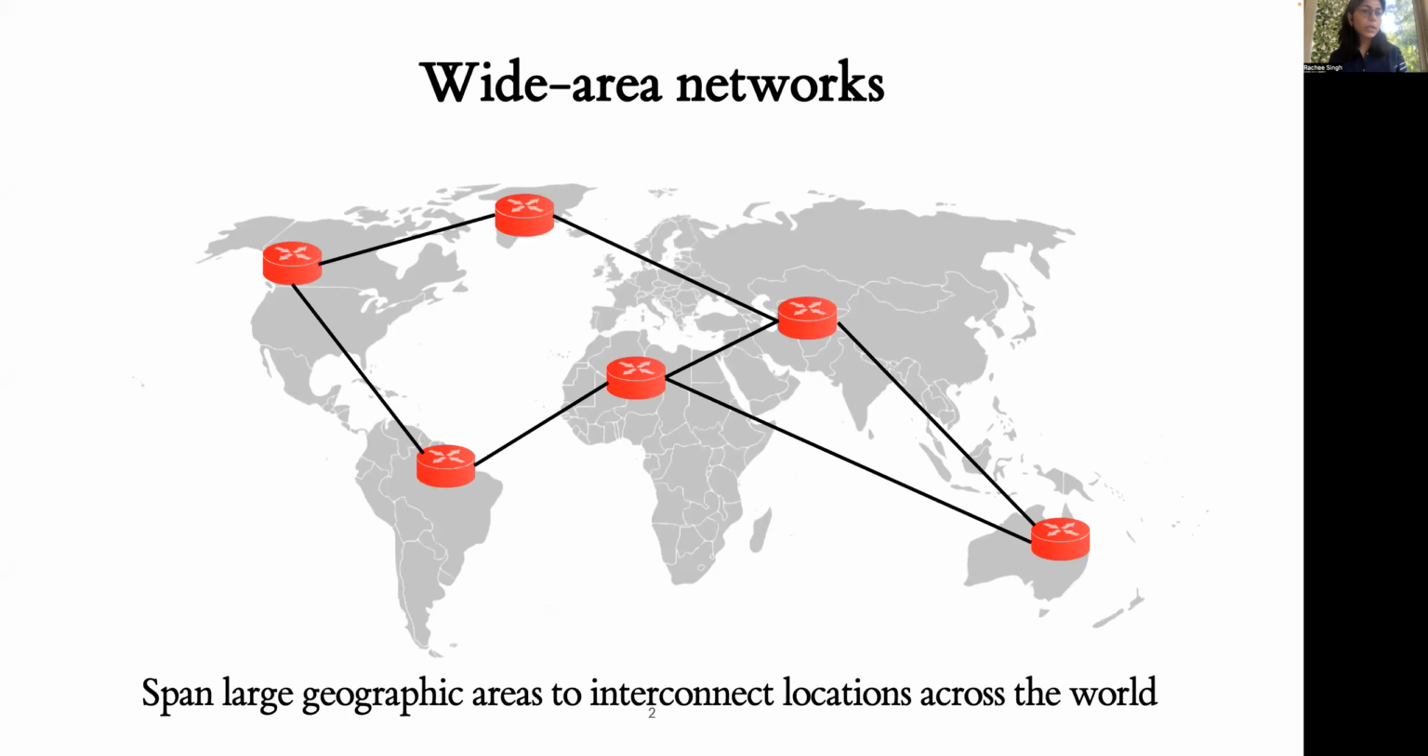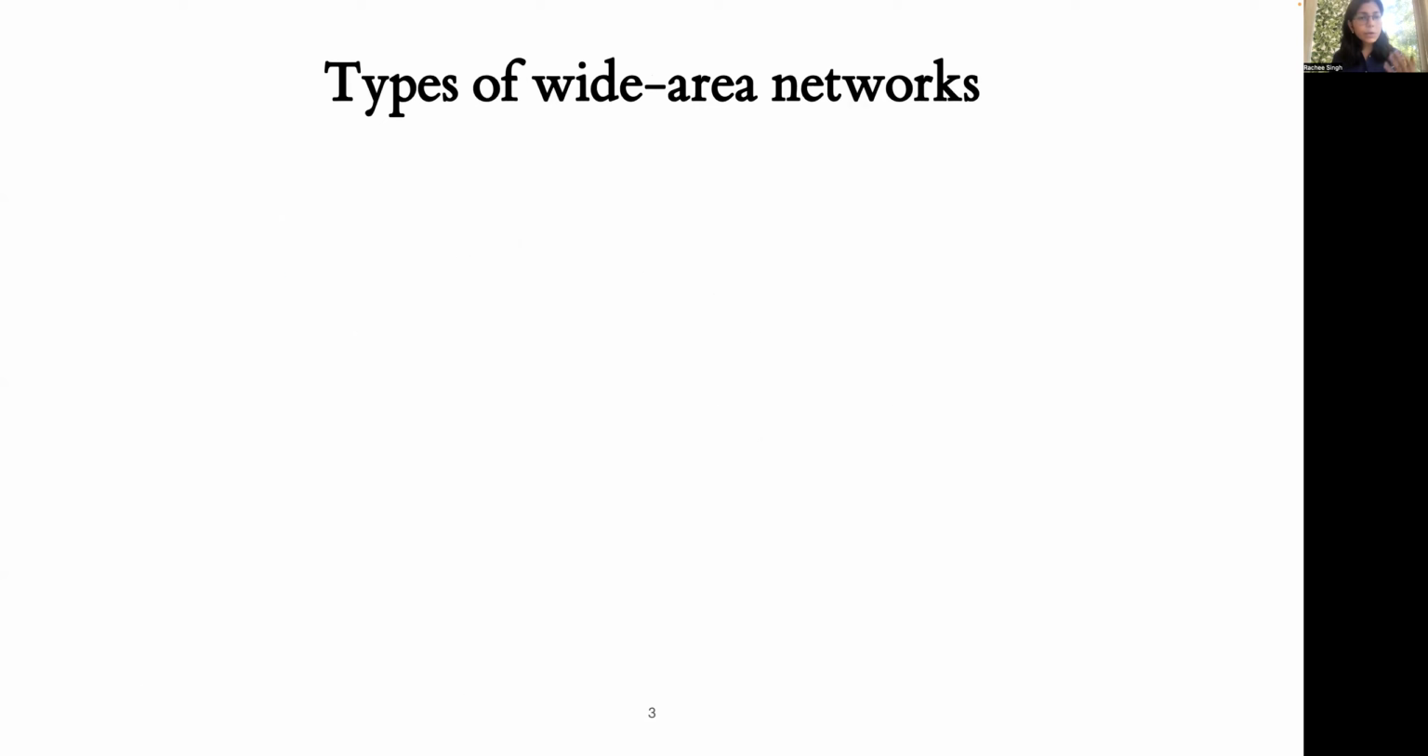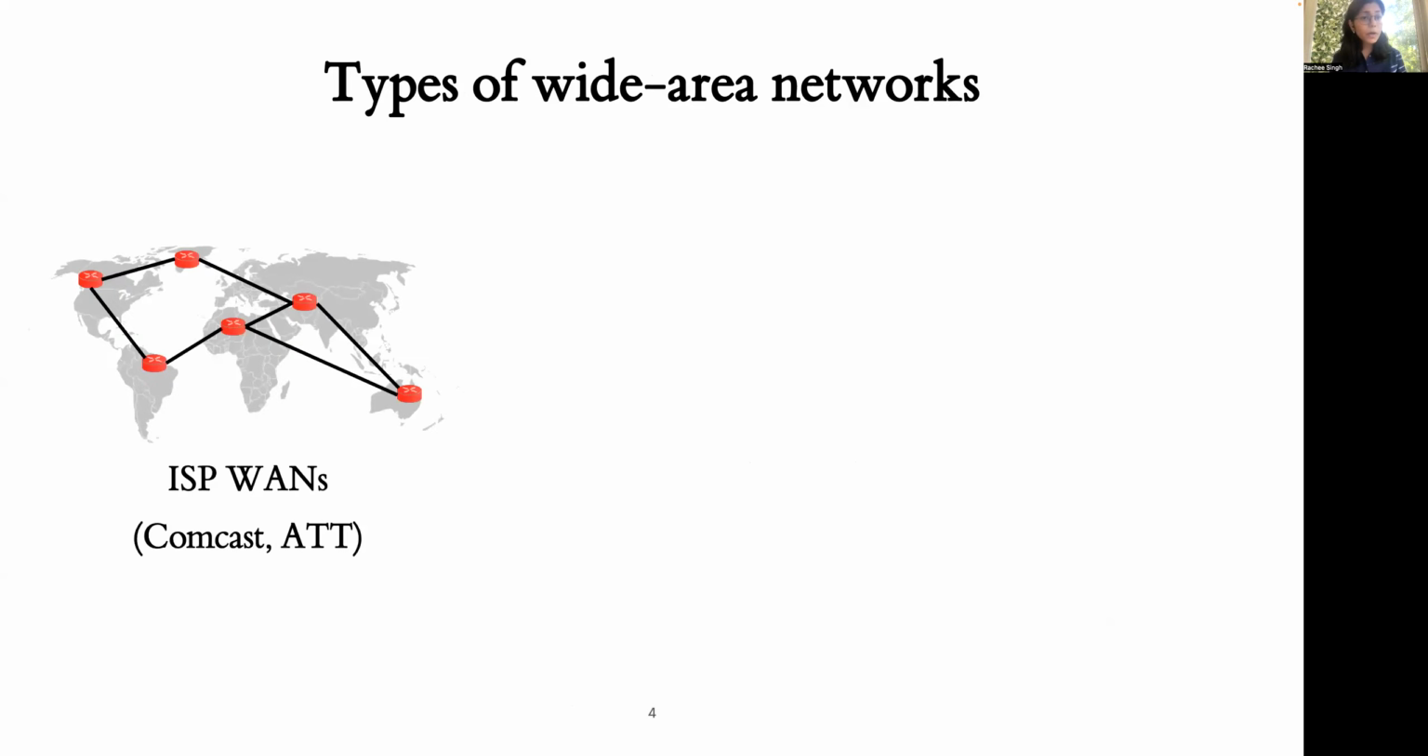Let me begin with a brief overview of wide area networks. Wide area networks, or WANs, are networks that span large geographic regions to interconnect locations across countries and continents. There are several broad categories of wide area networks, and I'll talk about 3 of these categories.